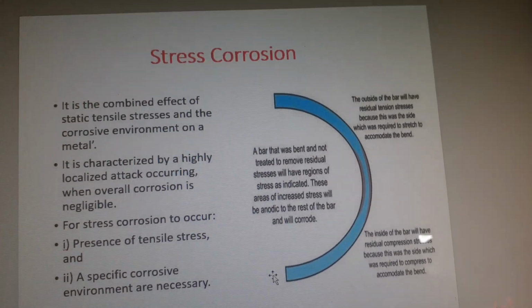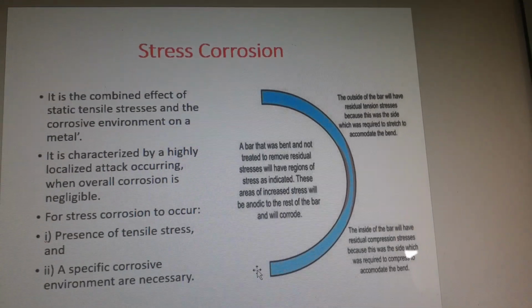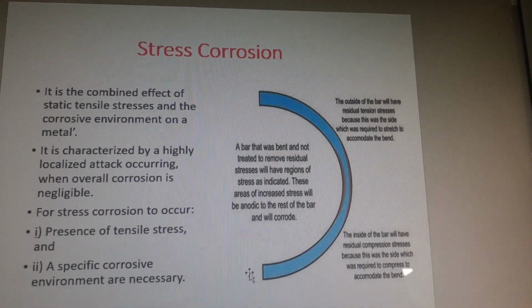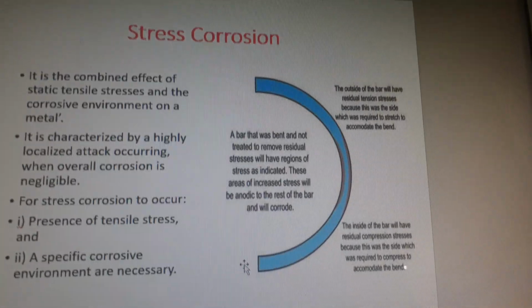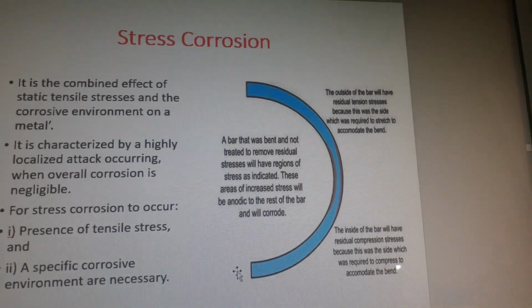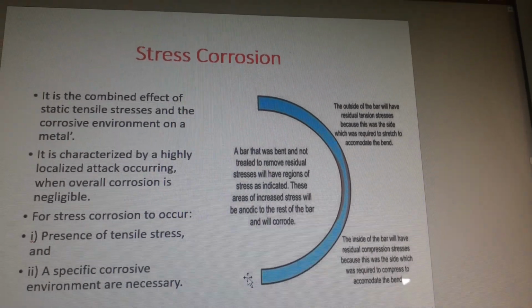Generally, one example of stress corrosion is season cracking, which takes place when we have a corrosive environment.